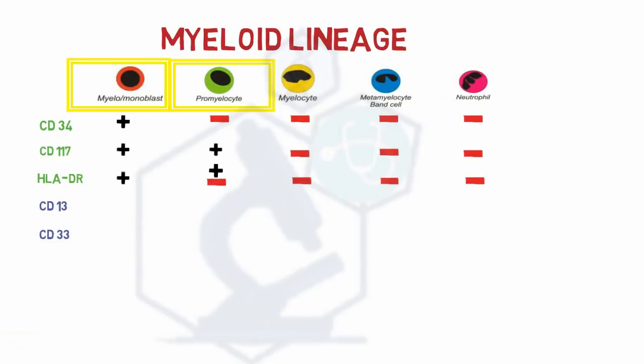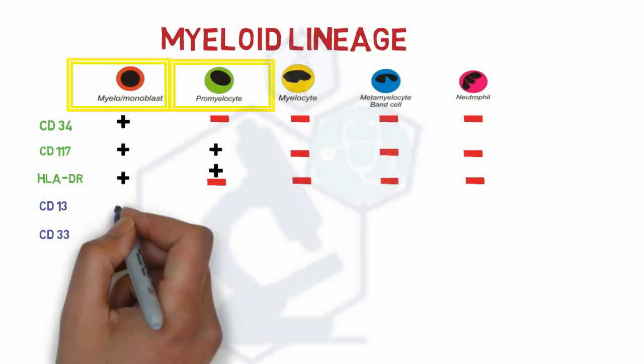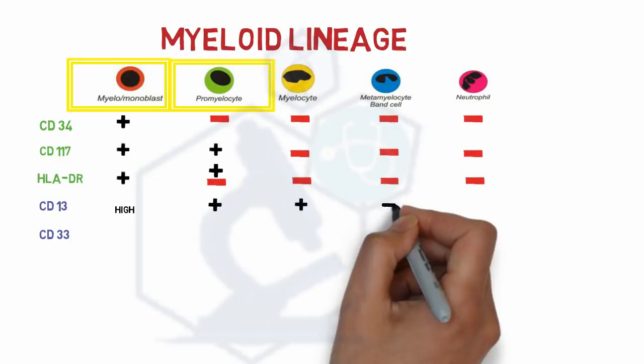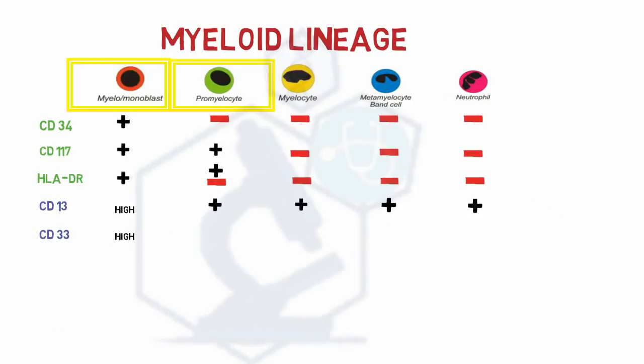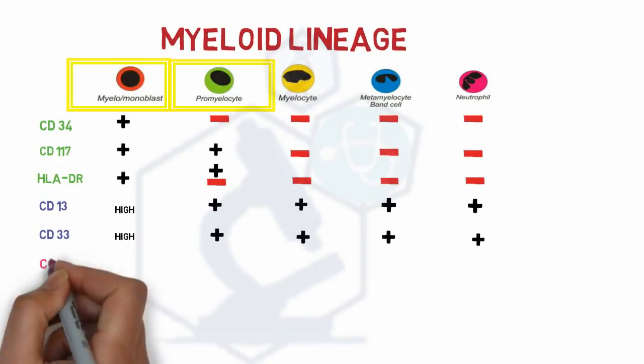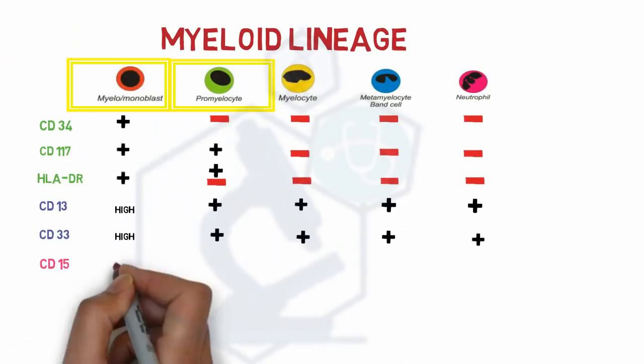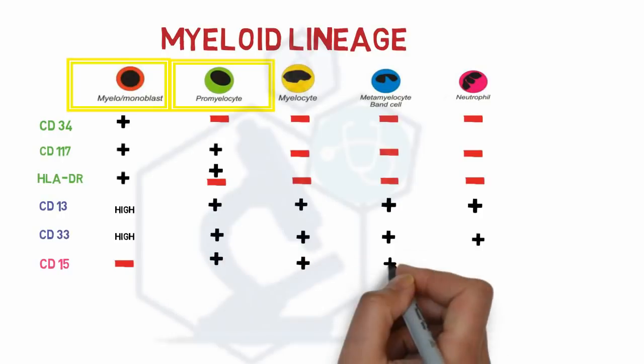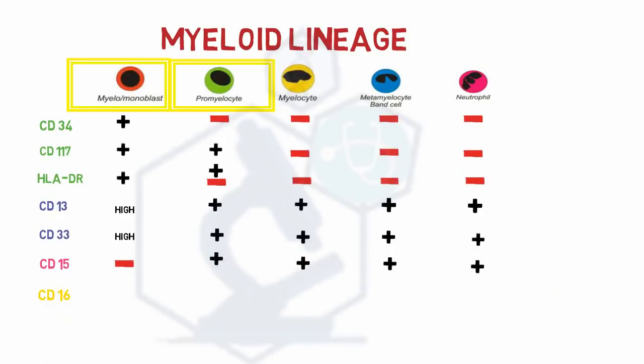CD13 and CD33 are expressed by all stages of granulocytes but can be downregulated or upregulated in some types of leukemias where they act as leukemia-associated aberrant immunophenotype or LAIP on flow cytometry. CD15 is expressed from promyelocyte stage to neutrophils with increasing intensity. CD16 is a maturity marker and is expressed in band forms and neutrophils. CD11b is a monocytic as well as maturity marker of the granulocyte series.